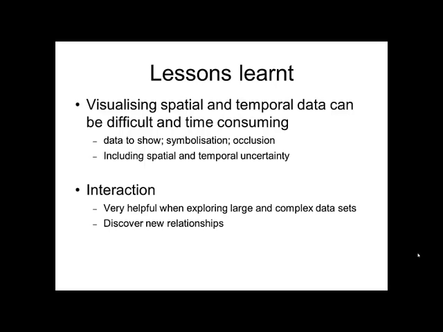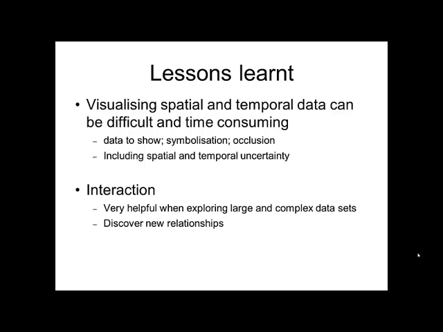I look at all those different ways that I've used and looked at this data, and each one of them generally shows me a different thing, reveals a different pattern. So look at your data in multiple different ways. Interaction is extremely helpful when exploring large and complex data sets and for discovering new relationships.